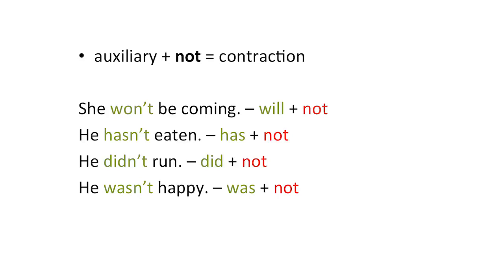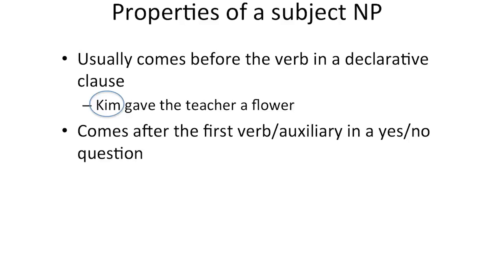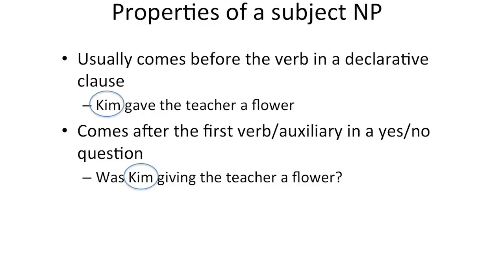Now that we know a little more about clause structure, we can summarize the properties of some of the most important clause elements. A subject noun phrase normally comes before the verb in a declarative clause. In Kim gave the teacher a flower, the subject Kim comes in front of the verb gave. The subject comes after the first auxiliary in a yes-no question. Was Kim giving the teacher a flower?